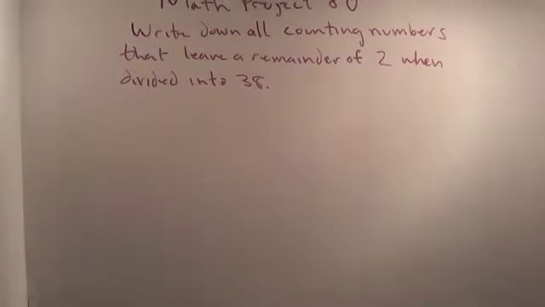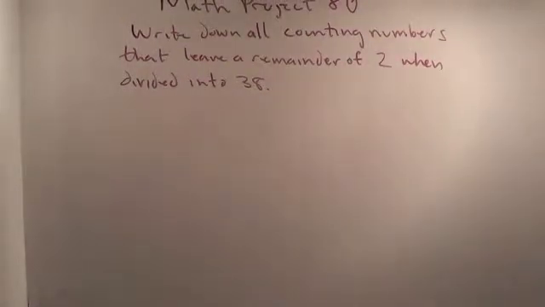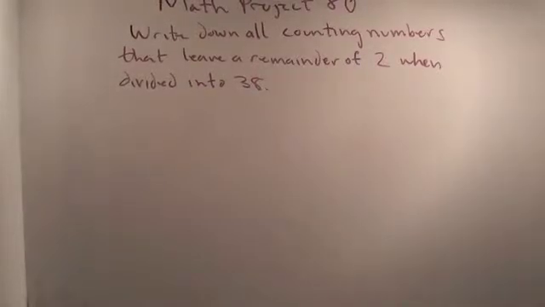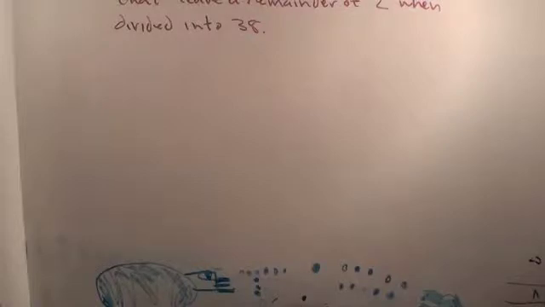So, we're looking for numbers that leave a remainder of 2 when divided into 38. So what kind of numbers are those? We need to figure out what kind of numbers they are. If they have a remainder of 2 when you divide into 38, what number do they definitely divide into? Well, 36. Right, so they divide into 36.